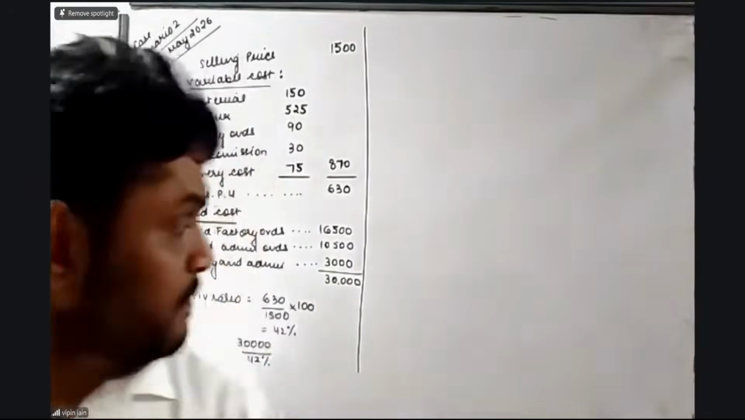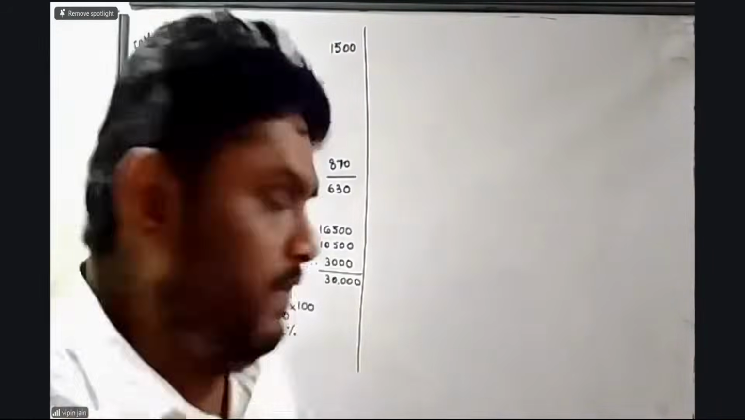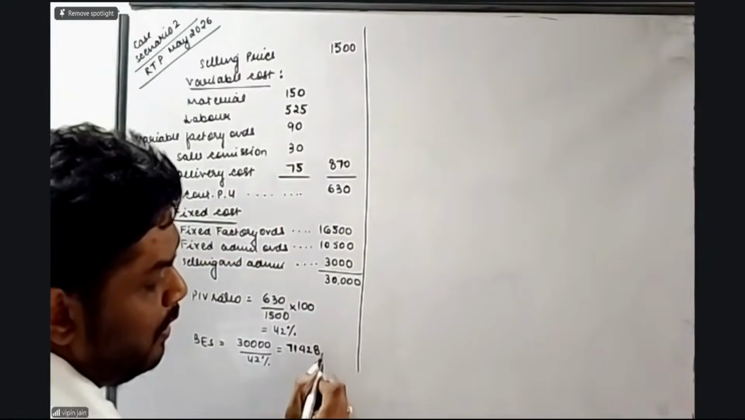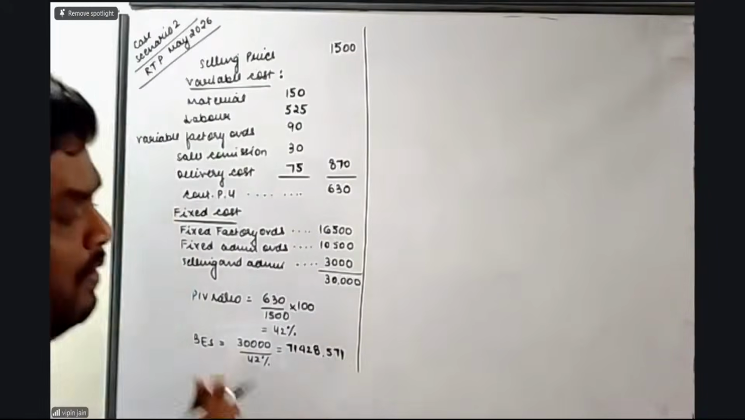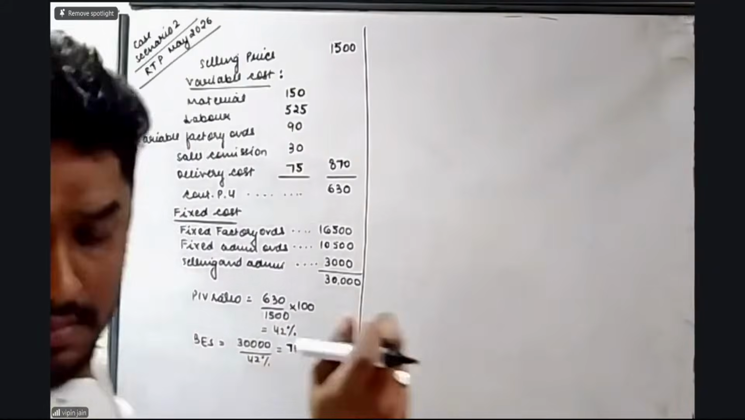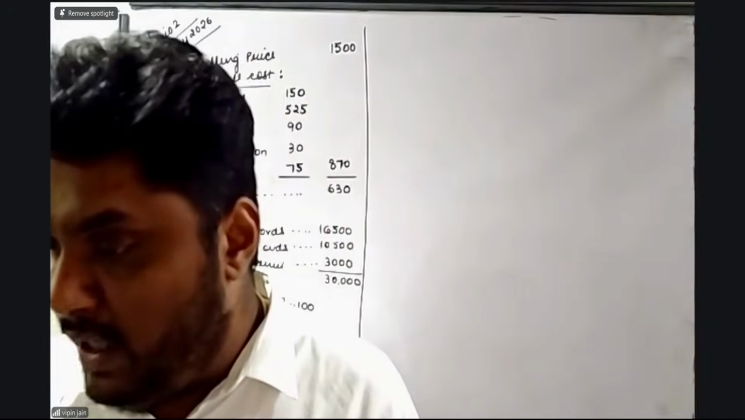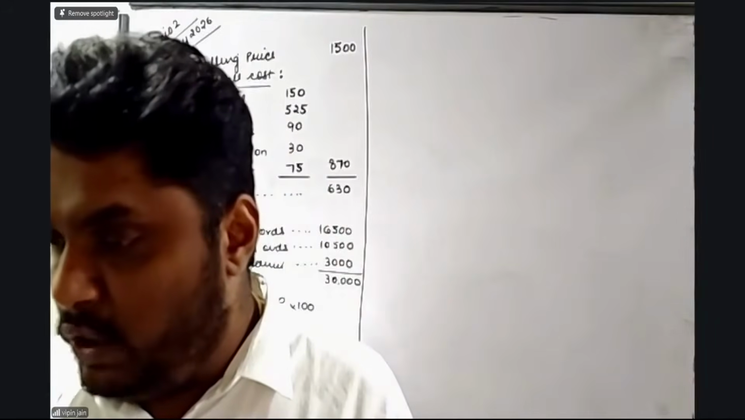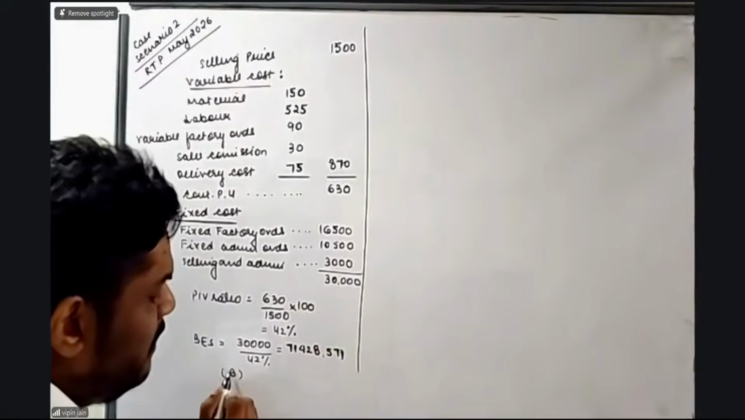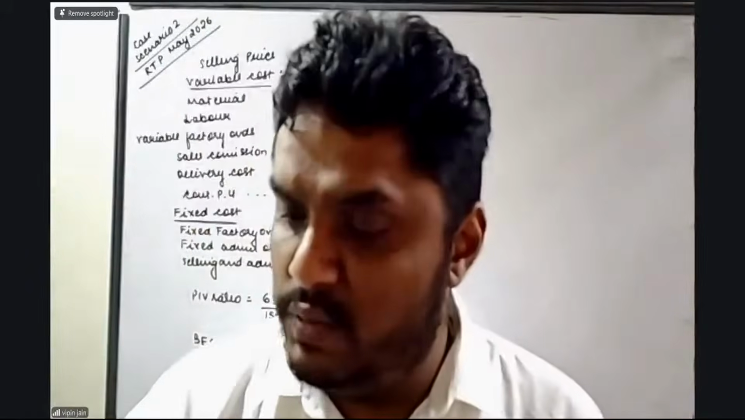So this will be 71,428.571. Writing in 3 decimals because the figures are in thousands. That's why. So 71,428.571 and 42%. So B is the correct answer. So the correct answer is B. Anyone with any doubts or queries in this question? The question was very easy.